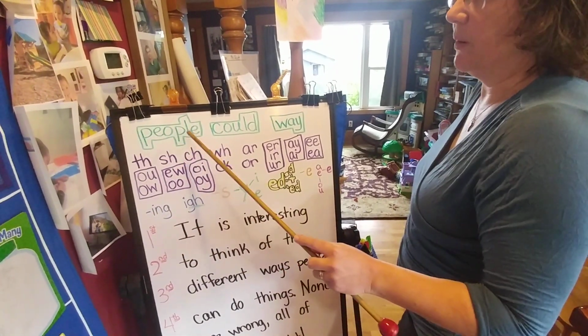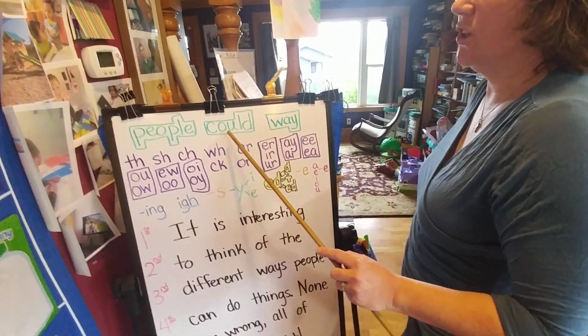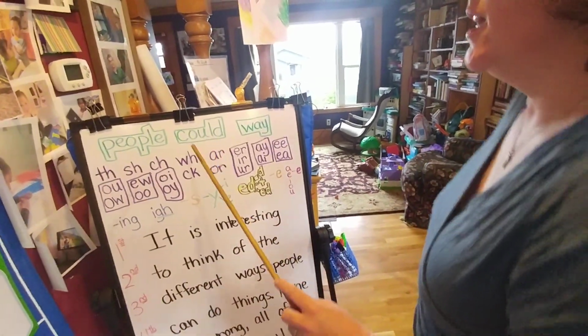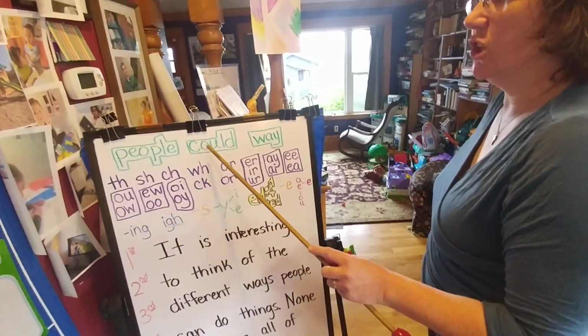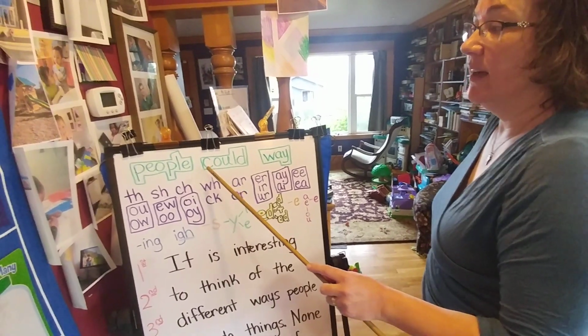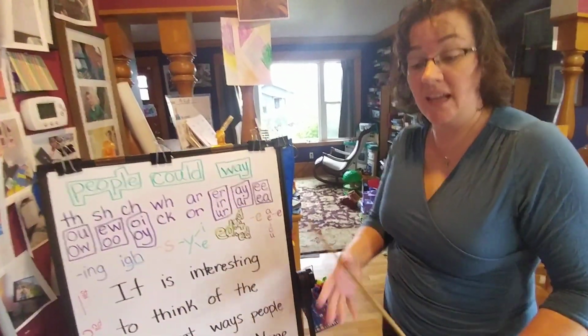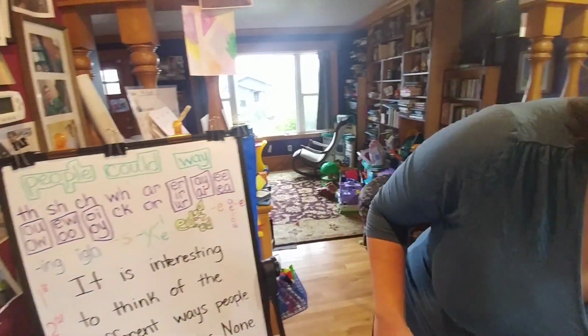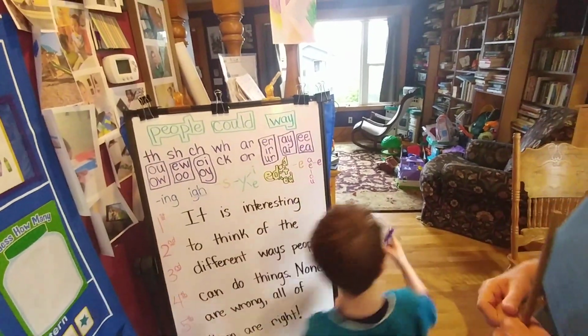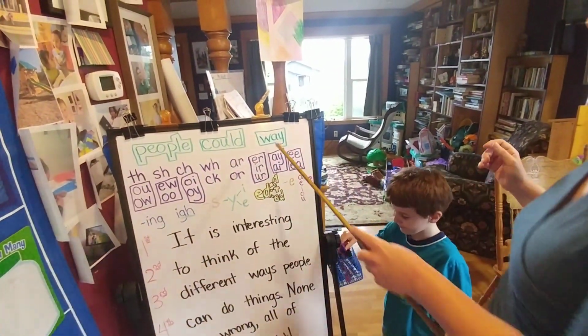P-E-O-P-L-E. People. We have the sight word could, which rhymes with would, and has our wonky O-U in it. Could, not cowed. C-O-U-L-D. Could you please take this pen and put it in the basket? Could. Yay.